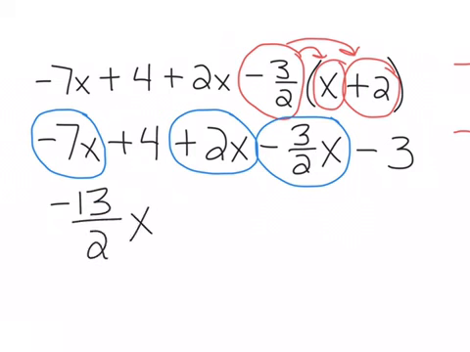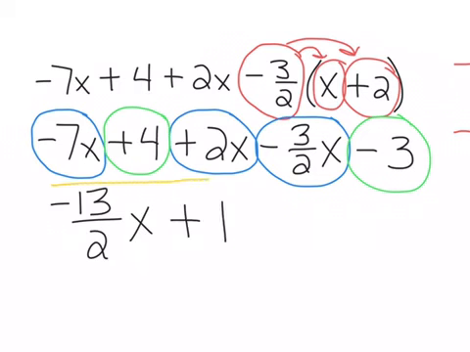Now I also have something else here I need to combine. I have the 4 and the negative 3. So when I put those two together, 4 minus 3 is positive 1. So your final answer here is negative 13 over 2x plus 1.